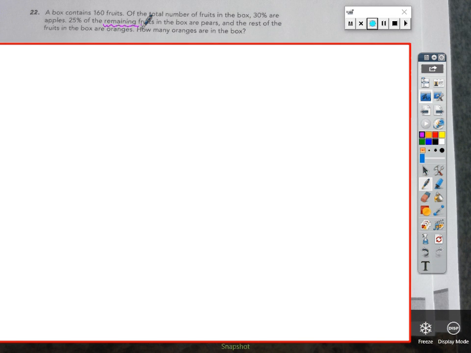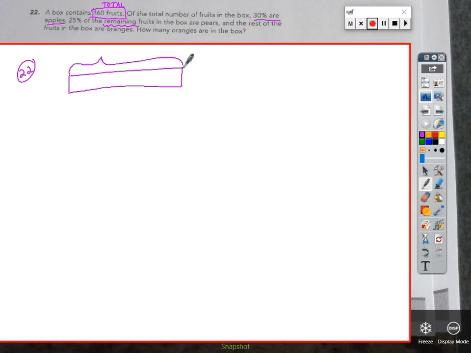Number 22, a box contains 160 fruits. That sounds to me like a lot of fruit. It also sounds to me like a total or a whole. This is super helpful. Of the total number of fruits in the box, 30% are apples. Oh, that sounds important. 30% are apples. Could we stop and just start modeling this? Number 22, let's see if we can see what we've read so far. And I don't always do that, but I see that there are a lot of pieces flying at us here. So I wonder if we could take it in parts, if we would be more successful in our bar model.